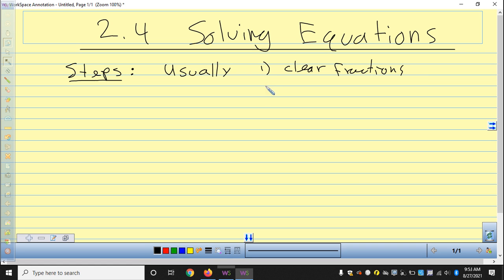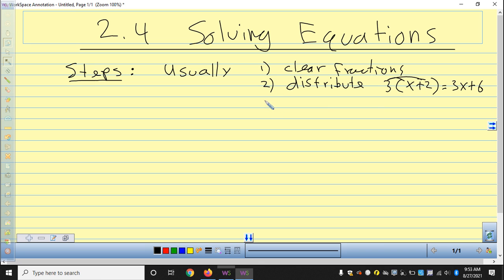The second step we usually do is distribute. And by distribute, what we mean is if we had something like this, we're going to distribute the 3, and we get 3x plus 6. So I do the little things up there to remind me I'm multiplying that 3 by x and by 2. So that's what we mean by distribute.